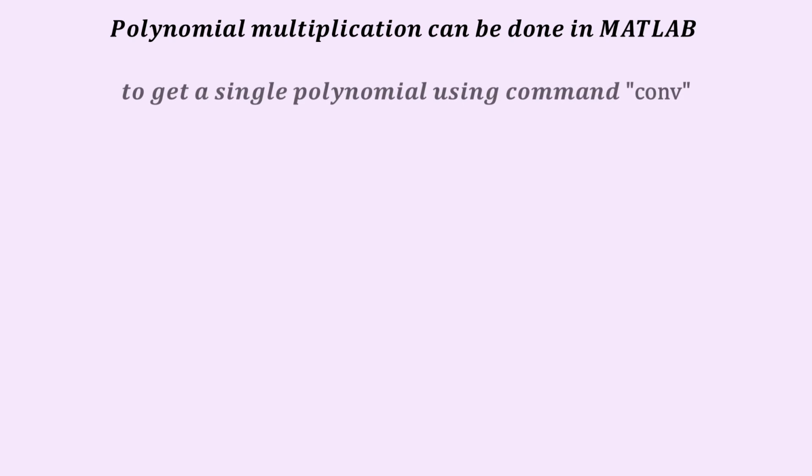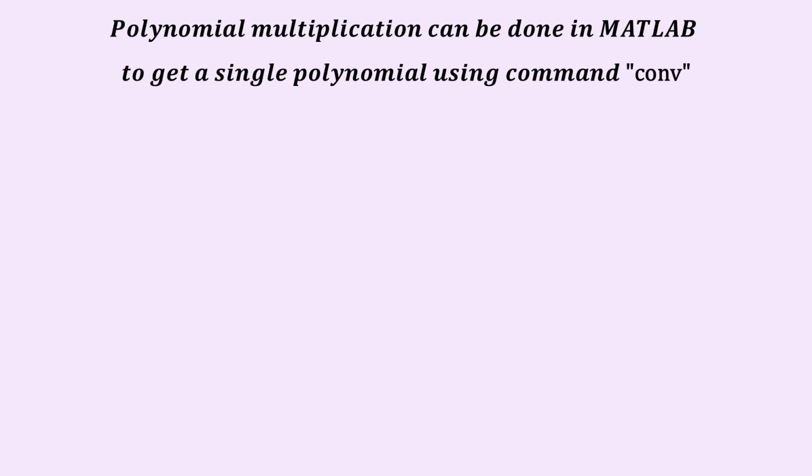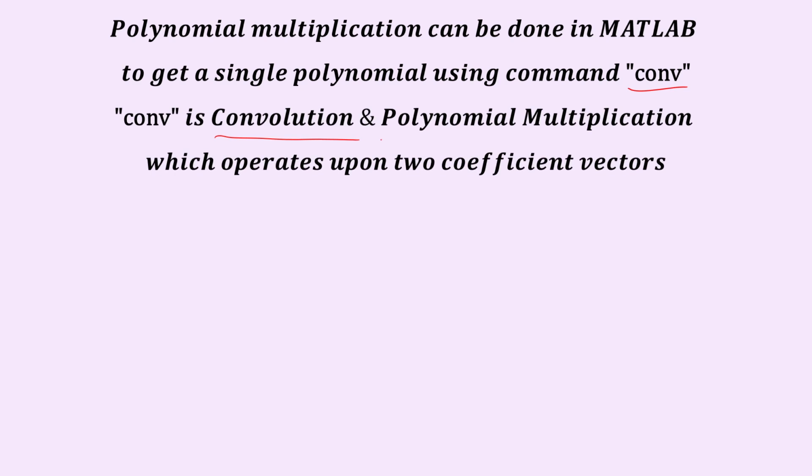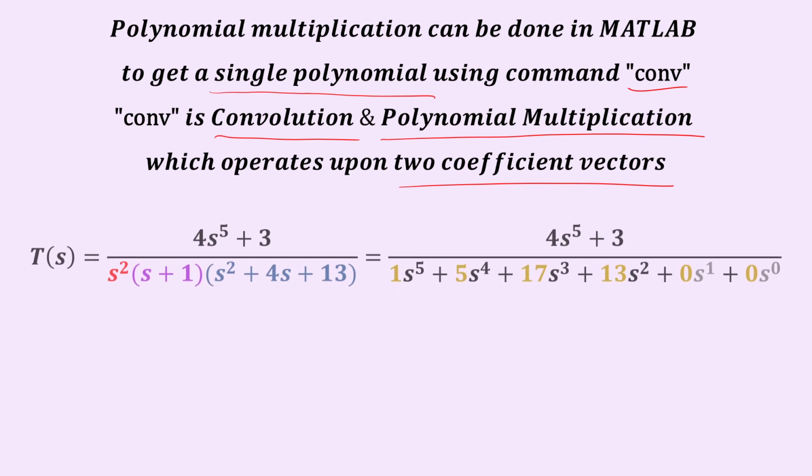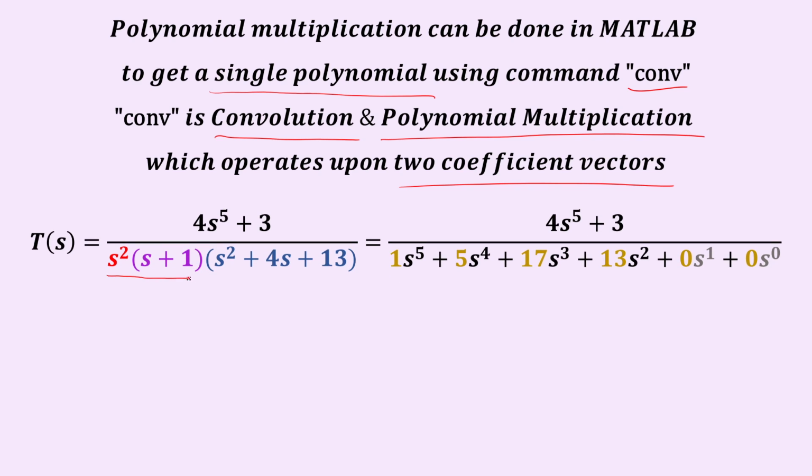Polynomial multiplication can be done in MATLAB using the command conv. So conv is basically convolution or polynomial multiplication, which operates upon two coefficient vectors. We have to give it the coefficient vectors of the multiplying polynomials, and it will give us a single resultant polynomial. For example, we have to multiply these polynomials in order to get this complete polynomial. So we will use this command in MATLAB as follows.